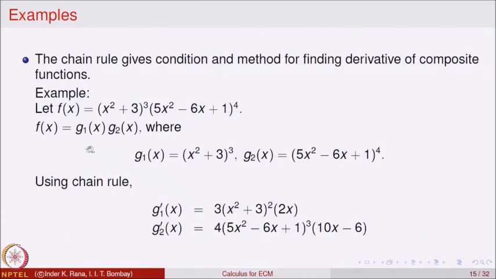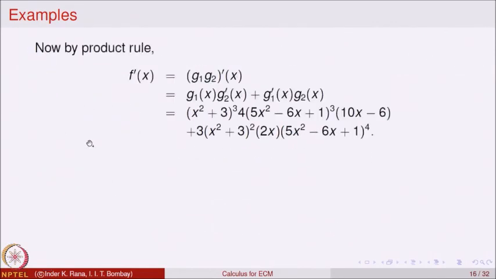Now derivative of f by product rule we can compute is equal to g1 of x into g2 dash of x plus g1 dash of x into g2 of x, by the product rule, and put the values of g1, g2 dash, g1 dash and g2, and it comes out to be equal to this. So that is how you use your chain rule to find out the derivative of complicated functions. These rules we will be using, you should do more and more practice of these things, so that given a function, you are able to compute the derivative of a function using these rules.